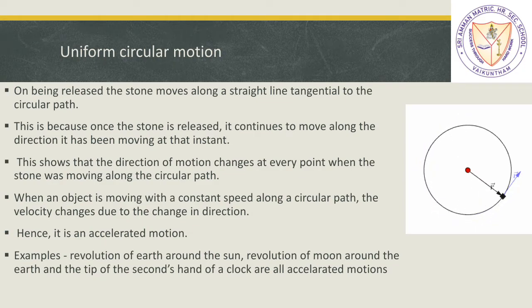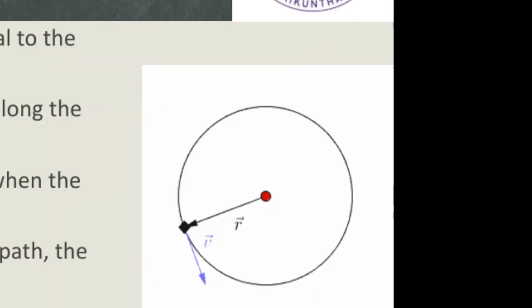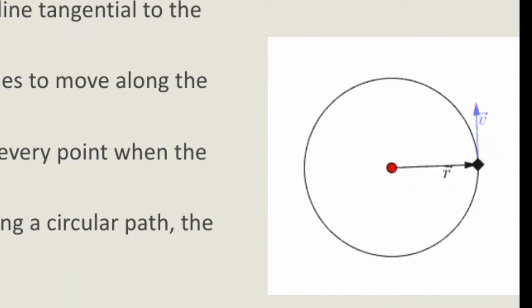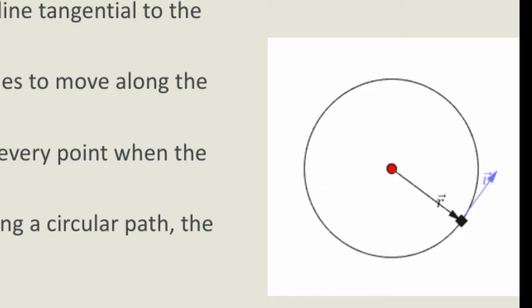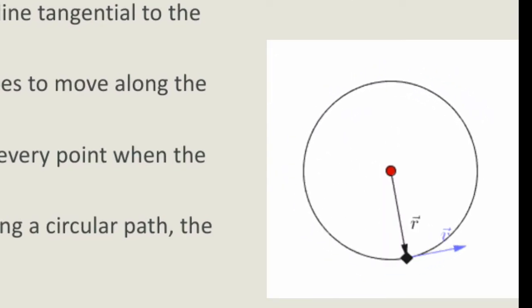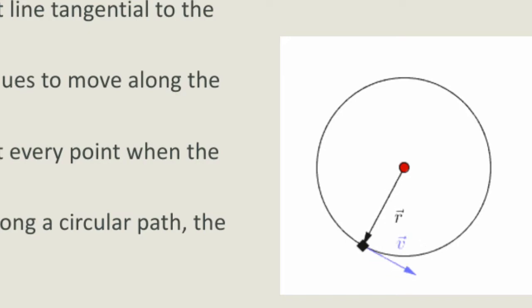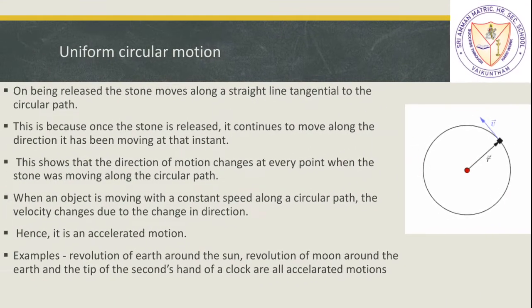Here the magnitude is uniform, but the direction of the velocity changes at every point of time on the circular path. As you can clearly see in this picture, the blue color one represents the direction of the velocity, which is changing at every point, right? Now it is rightwards, now it is left, now it is down, and now it will be up, like that. At every point on the circular path, the velocity direction will be changing even though the magnitude is constant.